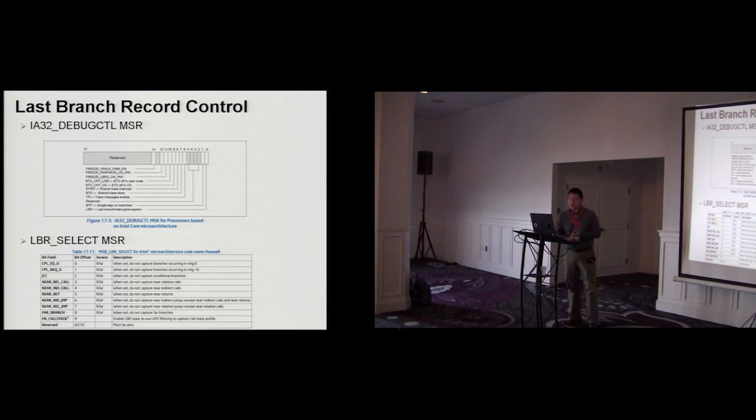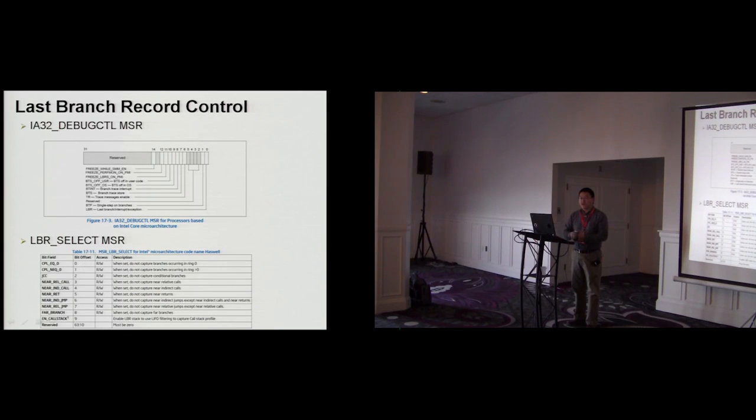Let's talk about LBR first. LBR is an MSR in the Intel CPU. Basically, you can enable LBR with the debug control MSR. Then use the LBR select MSR to select what kind of record you want. For example, if you only want to monitor ring 3, you probably want to disable the ring 0 part, so this bit you can set as 1.